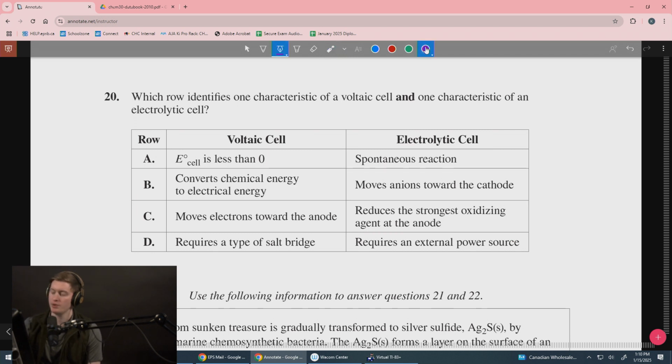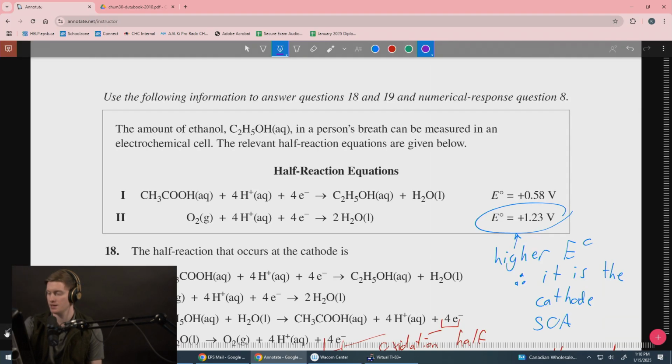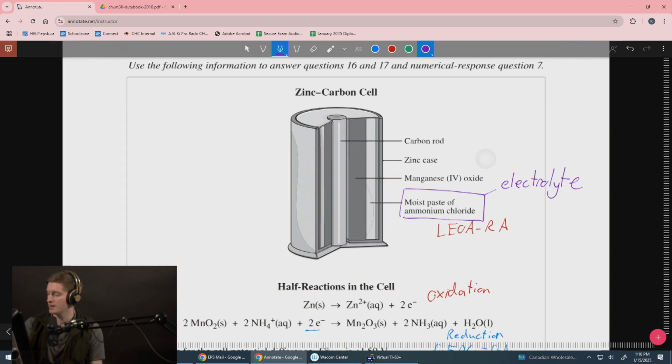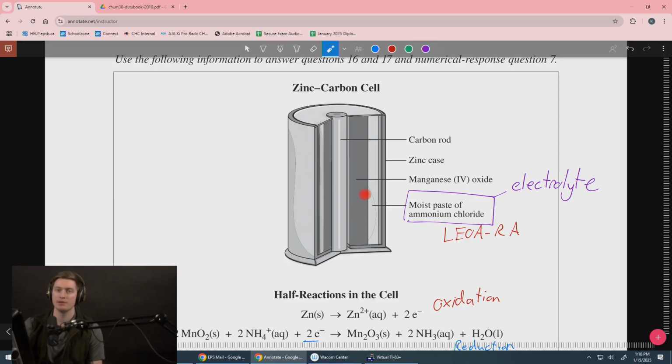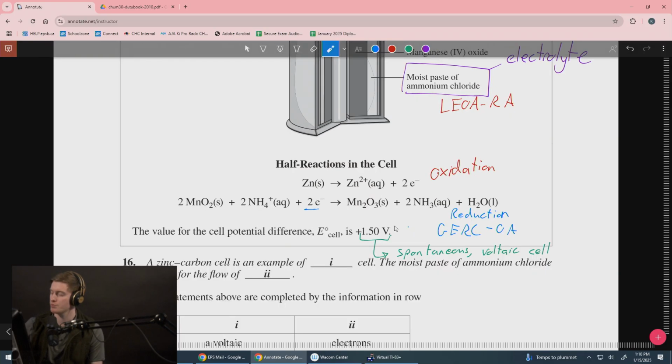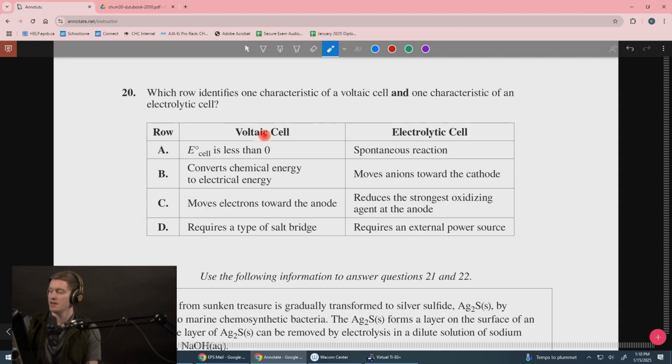A voltaic cell, we looked at one in the previous question that would have been in a previous video. It was the one with the zinc battery, zinc and manganese 4 oxide. This is an example of a voltaic cell, and I said earlier in that question that the reason that we know it's a voltaic cell is because we have a positive cell potential difference, which indicates that we have a spontaneous reaction, which also indicates that we are harnessing electrical energy from chemical energy. And so we look through our statements again. This would be true of an electrolytic cell, not a voltaic cell. So this is an incorrect statement.